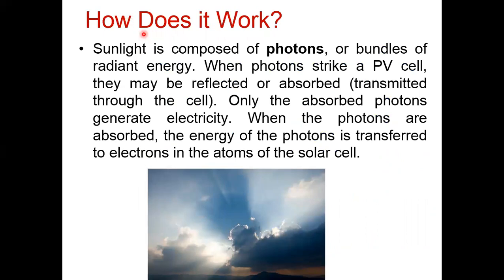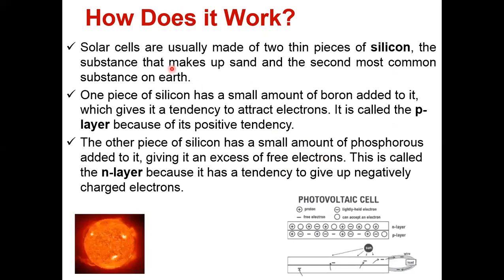So how does it work? Sunlight is composed of photons, or bundles of radiant energy. When photons strike a photovoltaic cell, they may be reflected, absorbed, or transmitted through the cell, and only the absorbed photons generate electricity. When the photons are absorbed, the energy of the photons is transferred to electrons in the atoms of the solar cell. Solar cells are usually made of thin pieces of silicon.